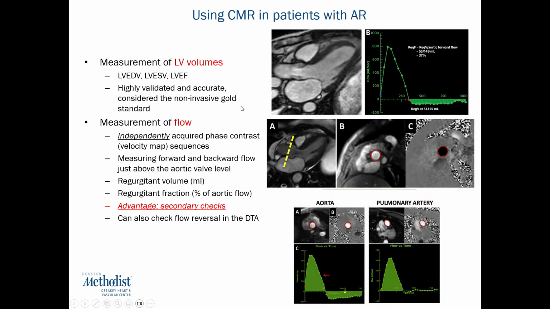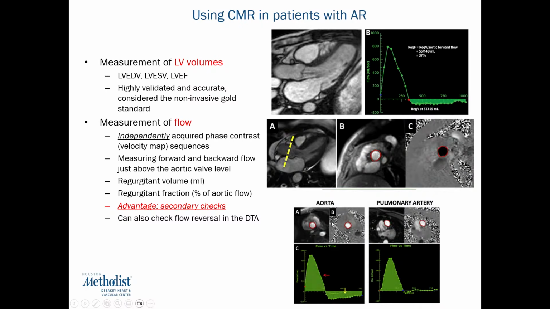So where does MRI add in this kind of situation? We have an independent assessment of volumes, which is highly validated and highly reproducible. And we separately measure flows. So we do these phase contrast acquisitions, and you can do one just above the valve, and you measure what's happening forward and then what's happening during diastole, and you can directly integrate this to get the regurgitant volume.